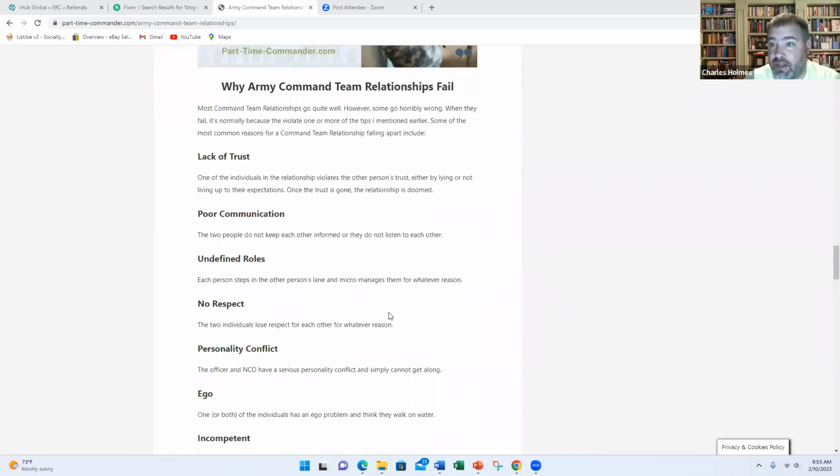The next one, personality conflict. This is another common one. Maybe you're both type A, over-aggressive. You got to humble yourselves and get through that. You got to figure out who's going to do what, and you got to put your personalities aside, because personality really doesn't matter in the job. What matters is the mission getting done. Are the soldiers being taken care of? And are you both working together to make the unit better?